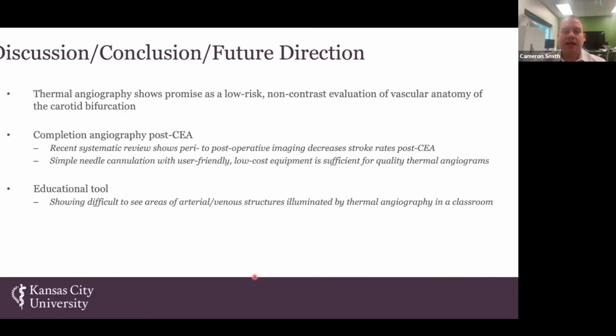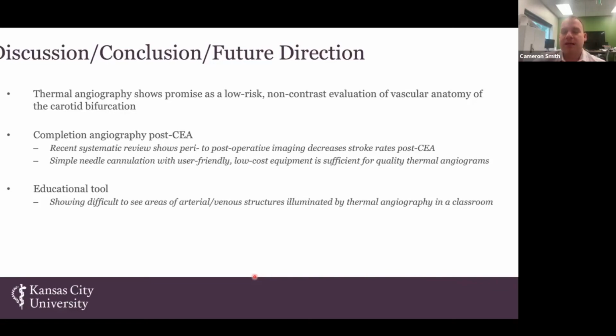When completing a surgery, it's important to have inflow and then also outflow of the area for blood to get through. And we believe that completion angiography using thermal imaging could be a potential role, which is where we're kind of going with our future studies. With this, it's very user-friendly and the cost of these thermal imaging cameras is very low. And we believe that the images that we produce are sufficient for quality thermal angiograms.